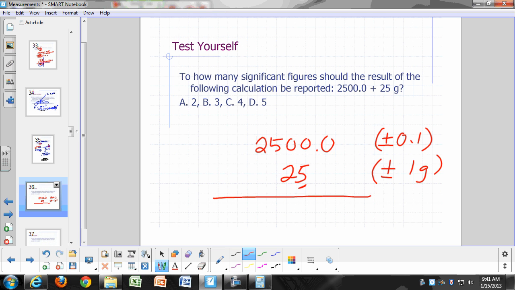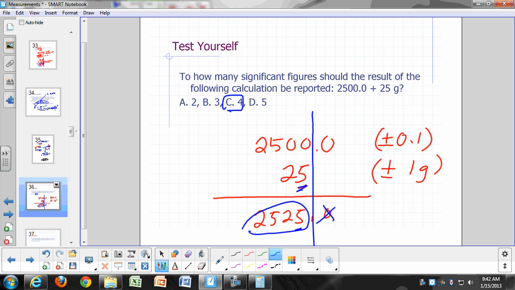If you add these two, you get 2525.0. Since ones place is our last significant digit for the less precise term, that should also be the last significant digit for our answer. So the answer is 2525. We drop that 0. The answer here would be 4 significant digits.